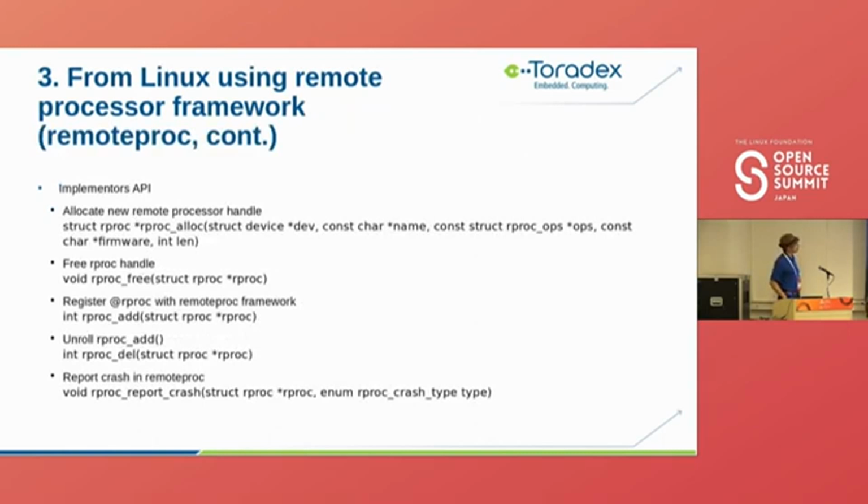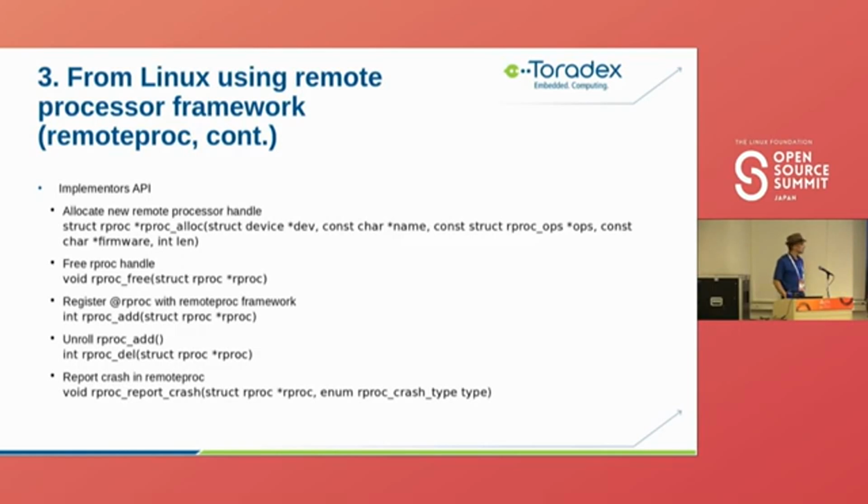Then how does the implementer's API look? So if you are an SoC vendor and would want to implement that, it has the rproc_alloc that allocates a new remote processor handle. Then there is a similar free. There is also a register, so it's available within the Remoteproc framework. And then there is a call so you can unroll this adding.